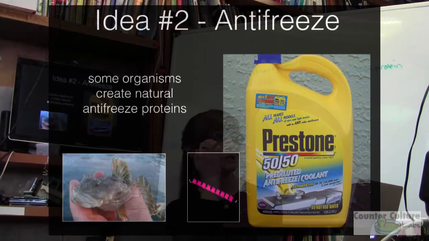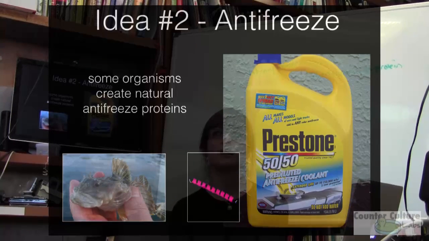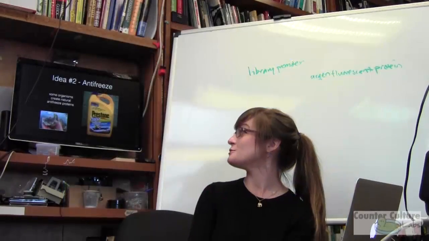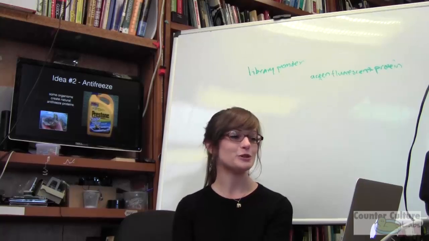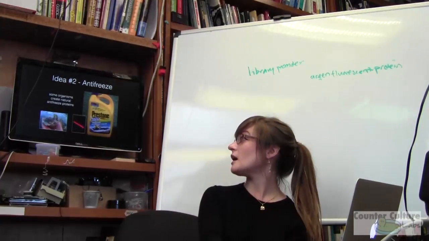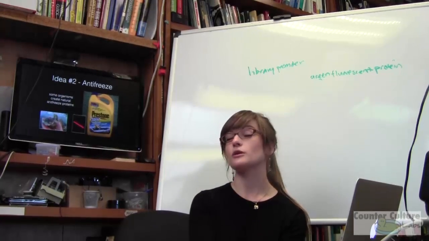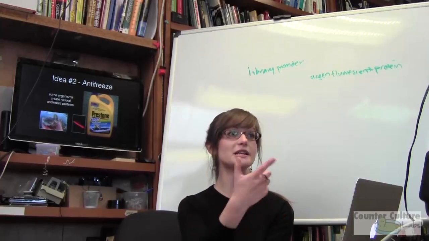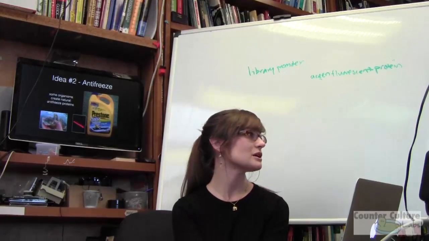There are obviously fish that live in very cold temperatures that create antifreeze proteins within their cells, and the obvious purpose of that would be to make sure that they do not freeze at those cold temperatures. So wouldn't it be interesting to isolate some of these proteins or find the protein sequence, and then give antifreeze properties to other organisms?